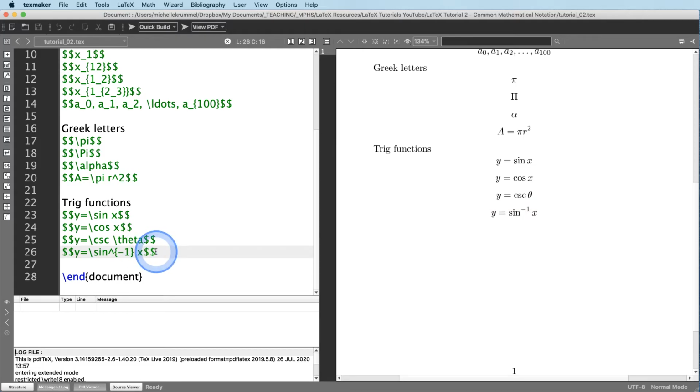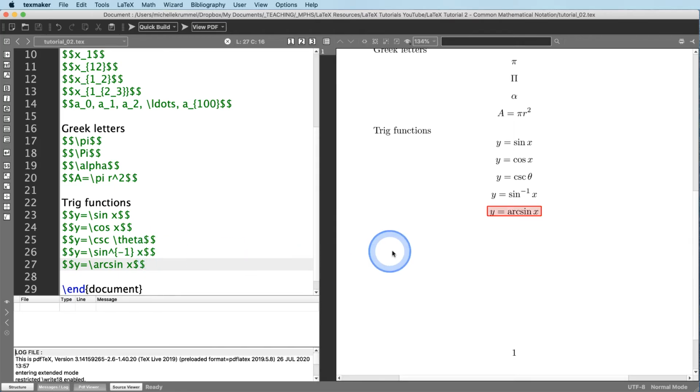Now we could also use the arcsine notation. Instead of using that -1 superscript, we can just do y equals arcsine, and it again is backslash, and then you type arcsin, and then your angle. Okay, so by putting the backslash in front of the arcsin, it's indicating to the compiler, hey, these are not variables, don't typeset them like variables. So it looks like it's supposed to look here.